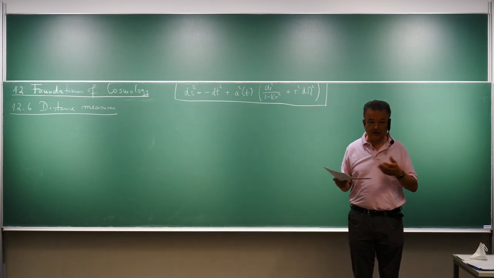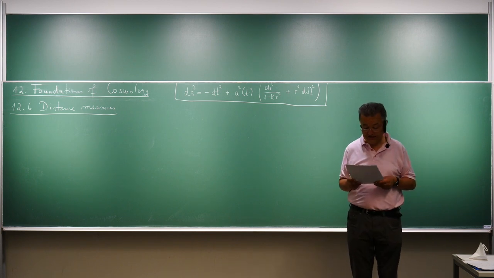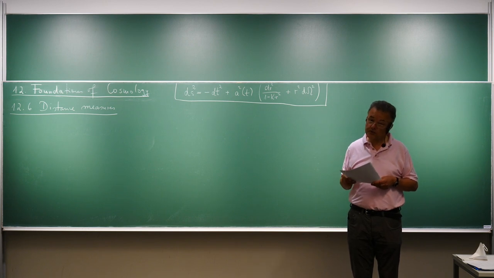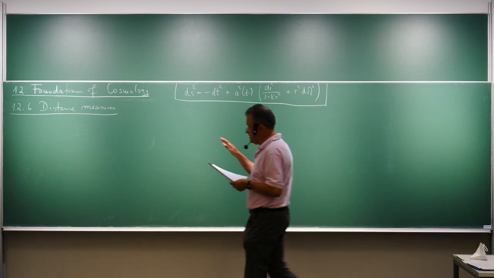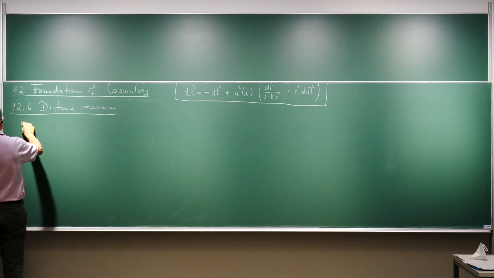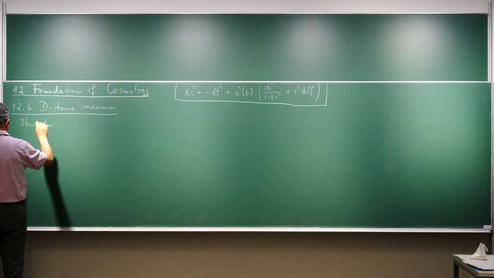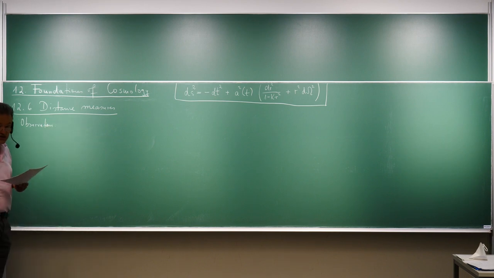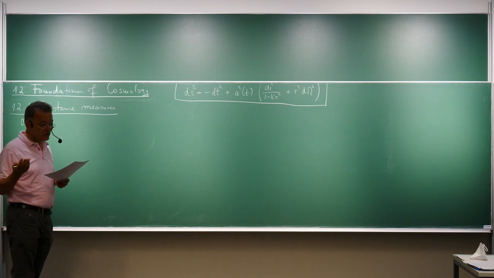We cannot just put a ruler to measure distances to galaxies, so we have to devise some indirect methods of how to define actually distances. And this is important for observations, and this is why I explain this to you in detail. So the observations don't give you distances, they give you the redshift. This is rather easily measured, and also the energy flux of a source.